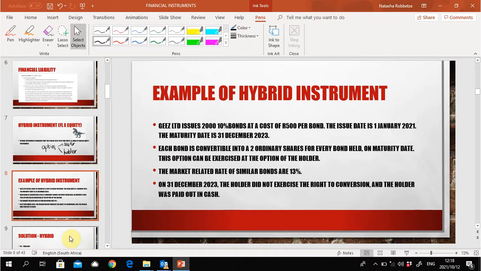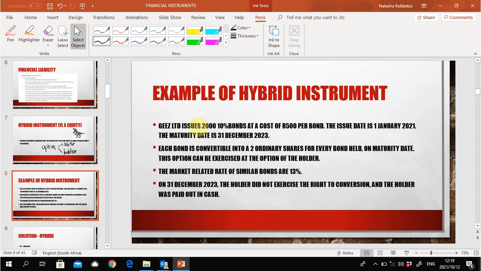So an example of a hybrid instrument is this one where it says G's Limited issues 2,000 10% bonds at a cost of 500 Rand per bond. The issue date is 1 January 2021. The maturity date is 31st December 2023. Each bond is convertible into 2 ordinary shares for every bond held on maturity date. This option can be exercised at the option of the holder.